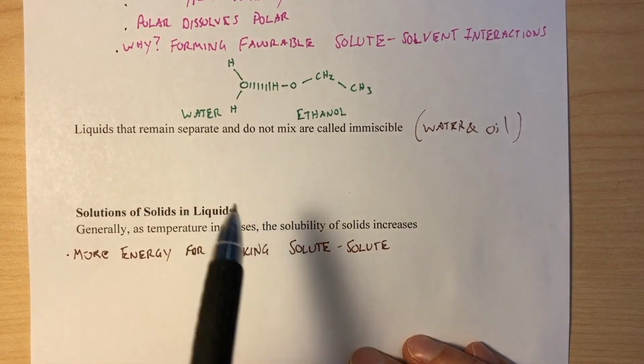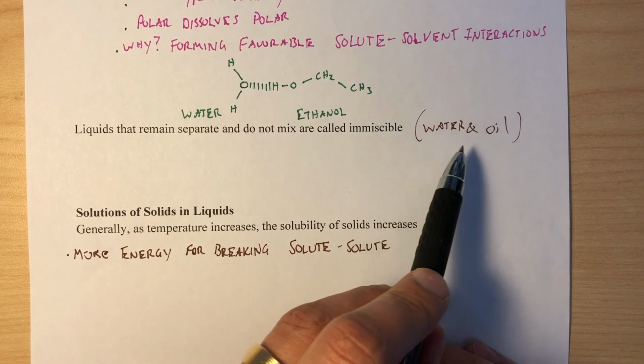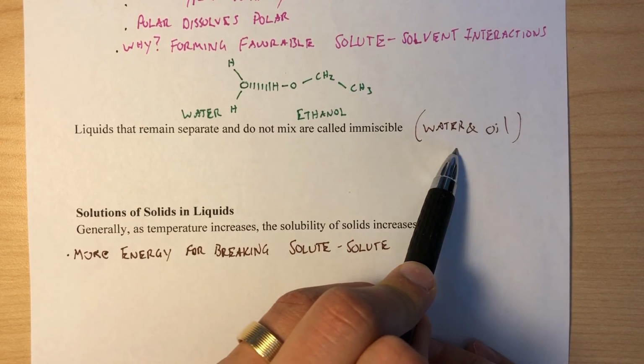Liquids that remain separate and do not mix are called immiscible, as we've talked about, oil and water.